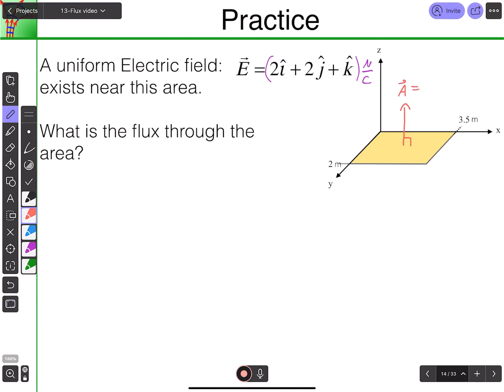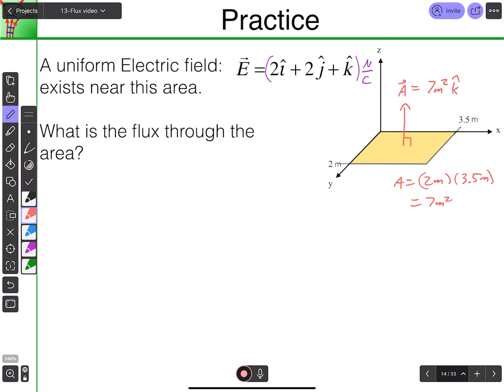What direction is that? Well, the area is in the xy plane, so the area vector is pointing in the k-hat direction, right? And we need the magnitude of the area. The magnitude of the area is going to be 2 meters times 3.5 meters, so it's going to be 7 meters squared. So 7 meters squared k-hat. From looking at this picture, I was able to write down the area vector just by saying I need to know how strong the area is, and I need to know what direction it's pointing in.